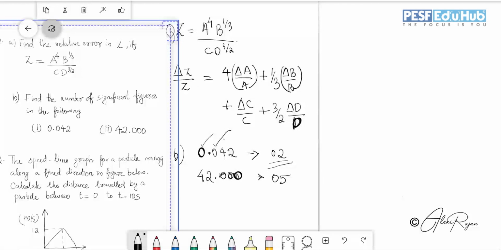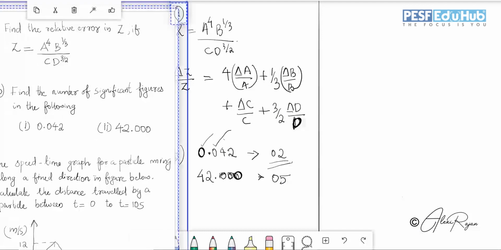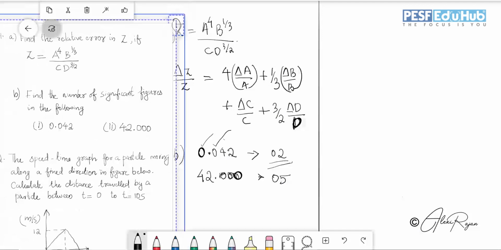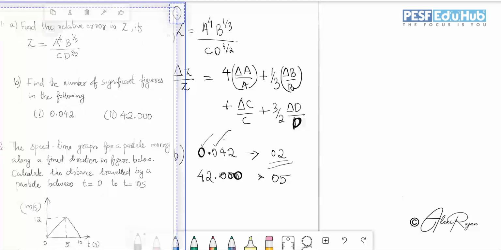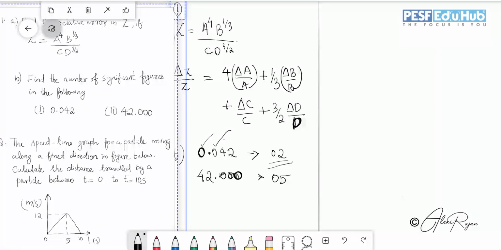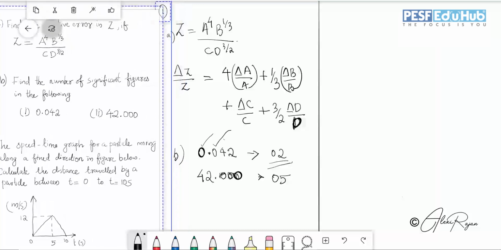The speed time graph for a particle moving along a fixed direction is given in the figure below. Calculate the distance traveled by the particle between t equal to 0 and t equal to 10 seconds. Okay, so you want to find out the distance covered by the body.